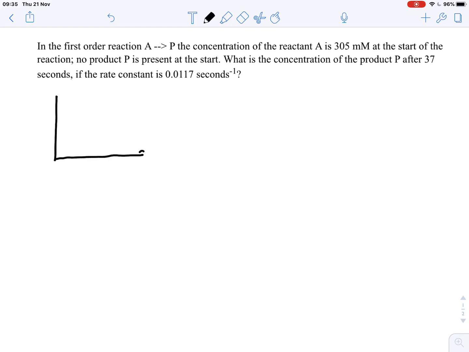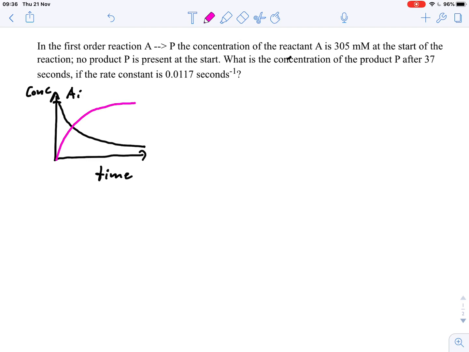Let's just quickly draw a graph. So here is time and here is the concentration. And let's say we are starting here with A, that is our initial concentration of A, and in a first order reaction we would go down like that. So what does that mean for the concentration of P? Well, we don't have P at the beginning, so we would get something like this.